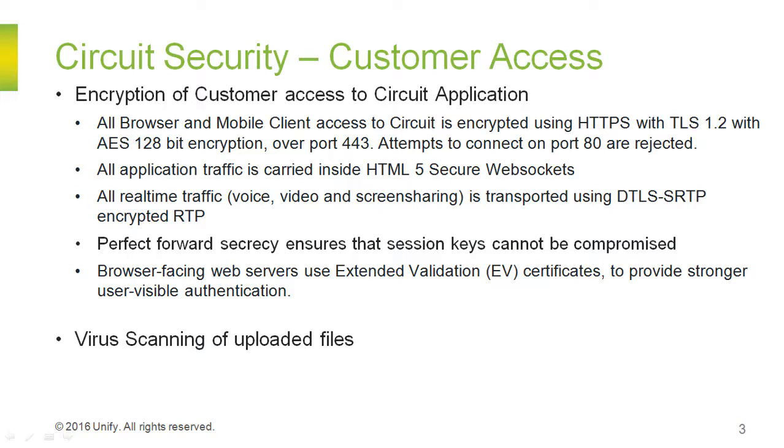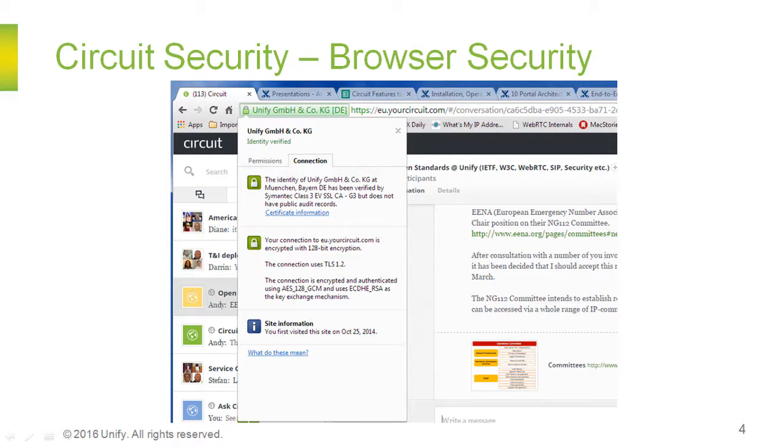When users upload files into Circuit, they're checked for viruses and malware before they're stored. Infected files will not be saved. In order to limit the effect on user experience, scanning is not repeated during downloads. This graphic shows the browser attributes of the secure connection established with the Circuit Cloud environment. It shows information about certificates and the way the connection is encrypted.